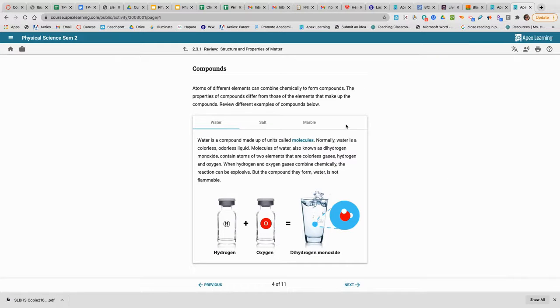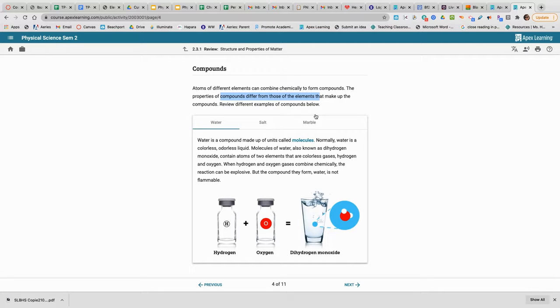Okay, so how do you combine the elements to make compounds? They can combine chemically to form compounds. Properties of compounds differ from those of the elements. We just talked about that when we talked about how sodium is super reactive in water and chlorine is a poisonous gas, but you put them together and you get something that's safe for us to consume.